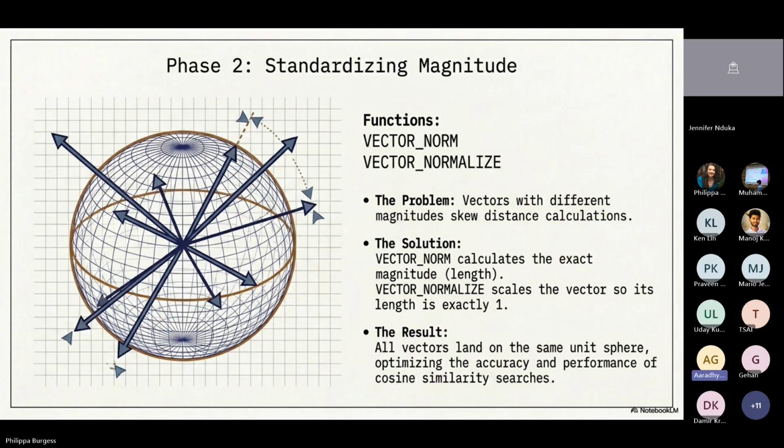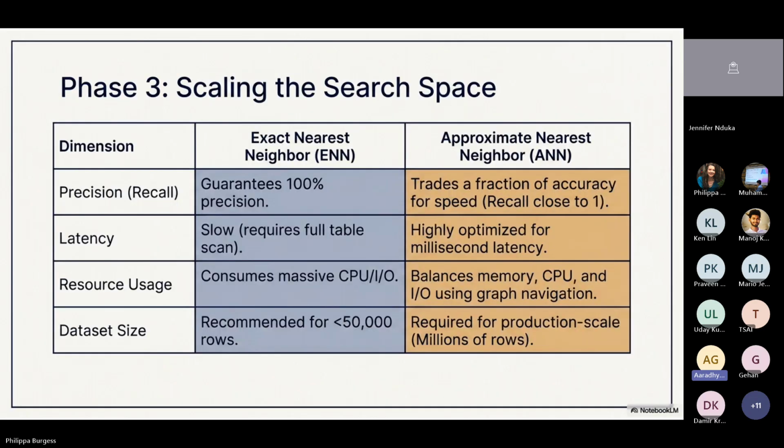So now let's move to phase three, that is exact versus approximate search. Please can you move the slide to exact versus approximate search?